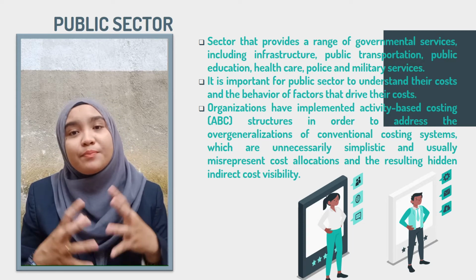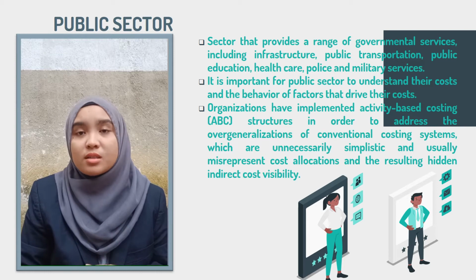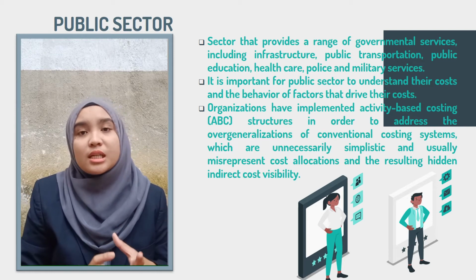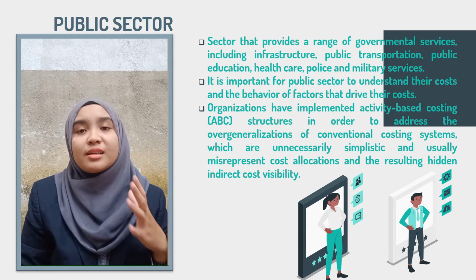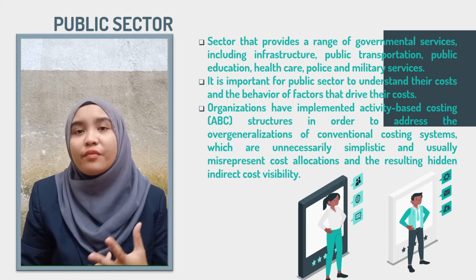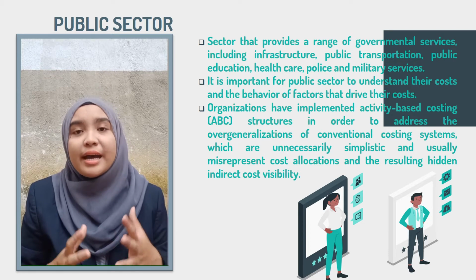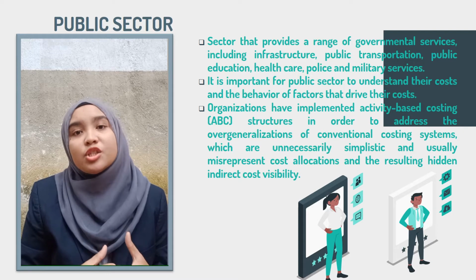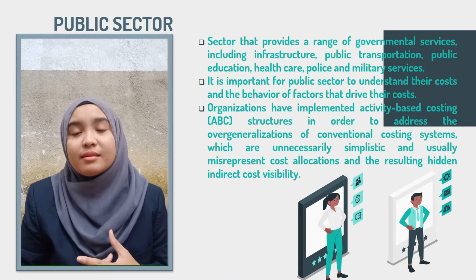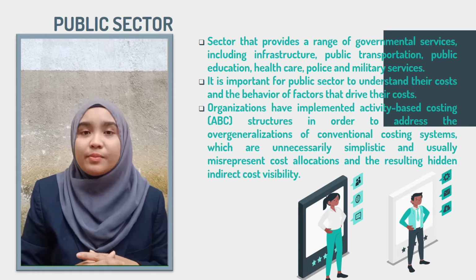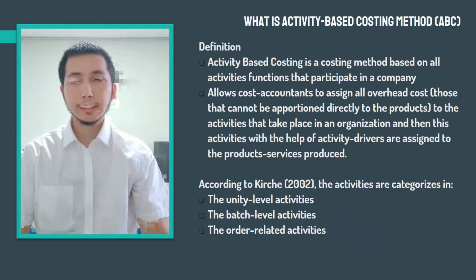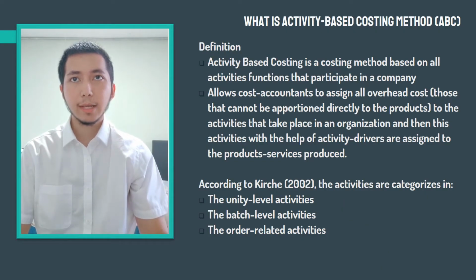Organizations have implemented activity-based costing, also known as ABC, structures in order to address the overgeneralization of conventional costing systems, which are unnecessarily simplistic and usually misrepresent cost allocation and the resulting hidden indirect cost visibility. What is the activity-based costing method?